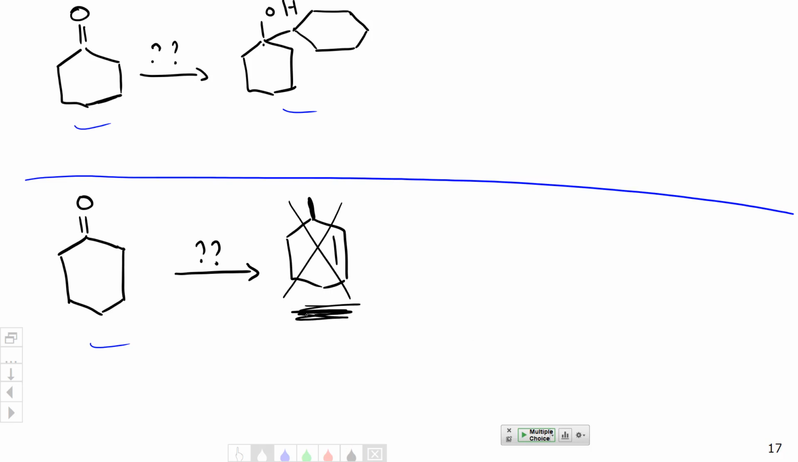Guys, I need your attention. There is a mistake in the structure. It should be that the double bond is right here, not there.